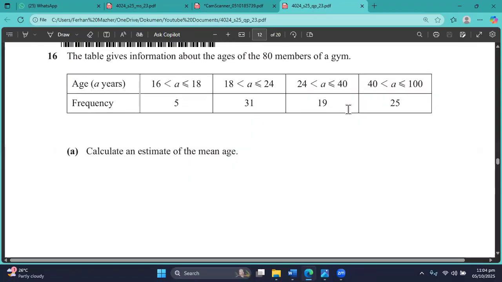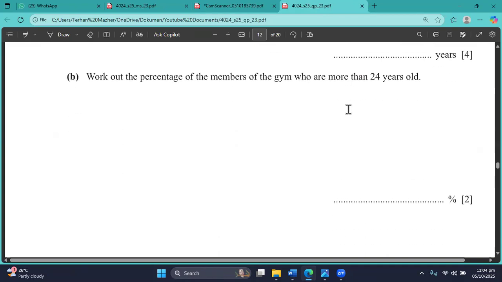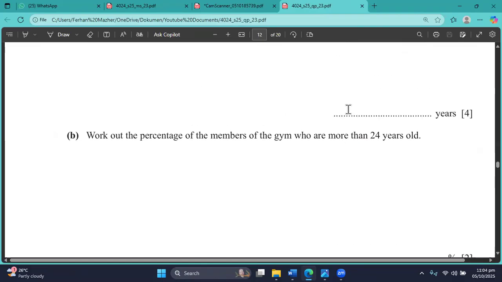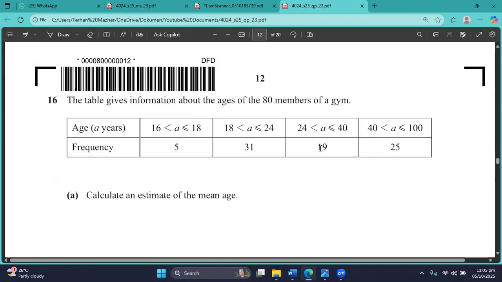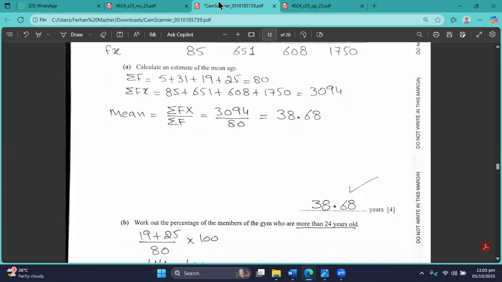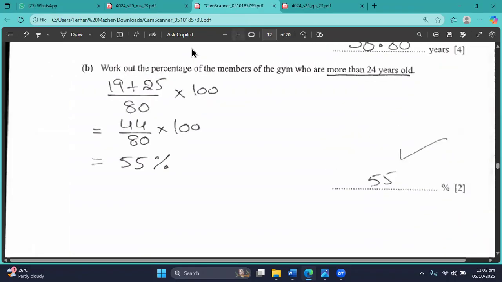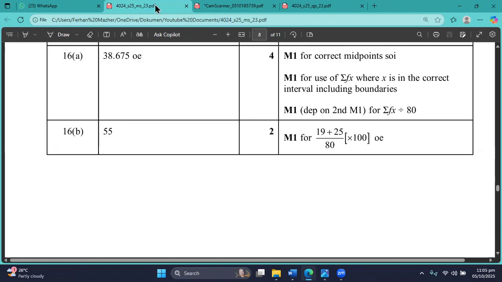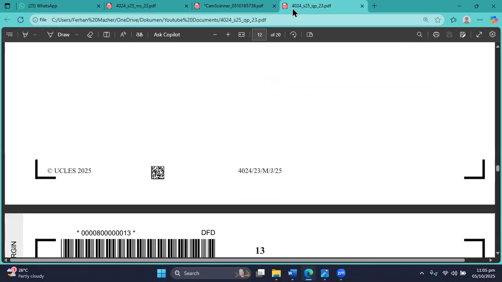Then we have question number 16 part B, and it's a 2 marks question. Work out the percentage of members of the gym who are more than 24 years old. Whose age is more than 24 years old? 19 and 25. You add them up, so that's 44, divided by the total people, which is 80. So the percentage will be 44 divided by 80 multiplied by 100, and that will give you 55. So 55 is the right answer. This is how you found it. So we are done with question number 16.